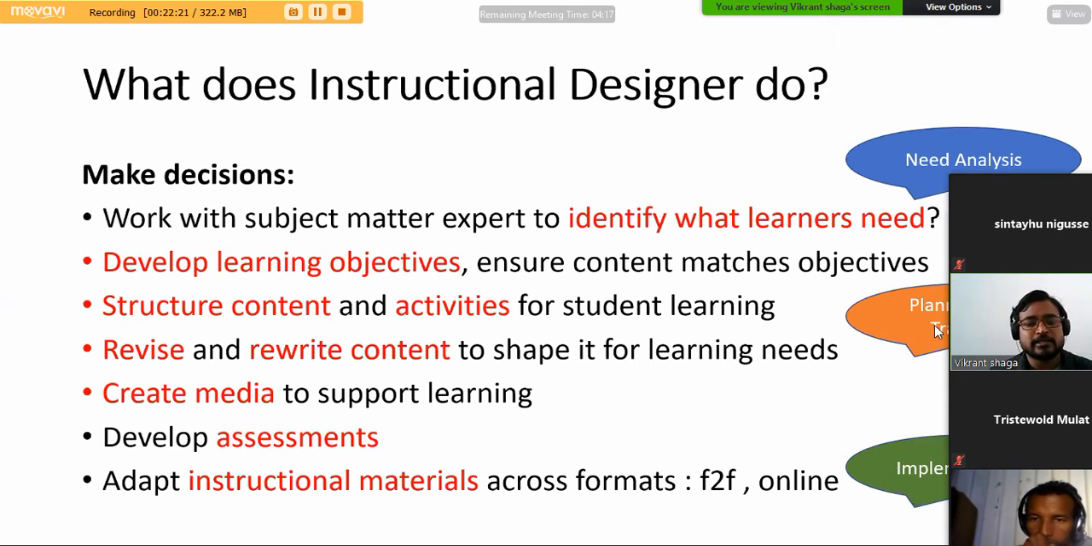Then create media to support learning. Here you can create videos, animations, some simulations, right, to support that learning. The important thing is to develop assessments.